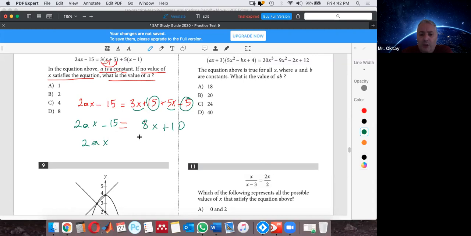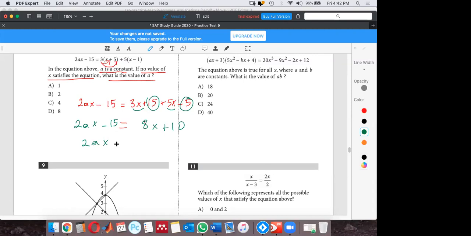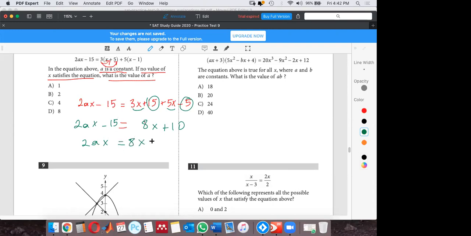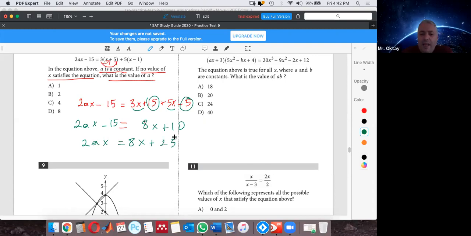Here, what should we do? Sir, can't we shift negative 15 to the other side? I will do this. Okay, so let's do this. 8x plus 25. Yes. But now the problem is this.